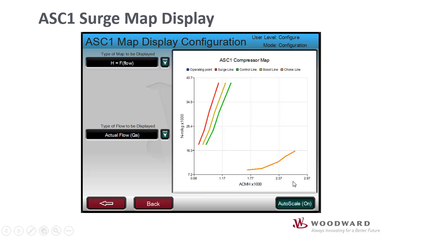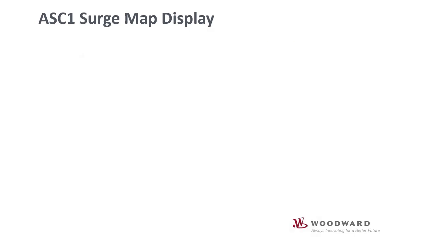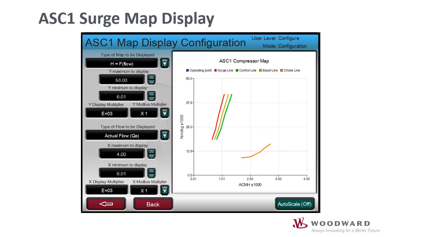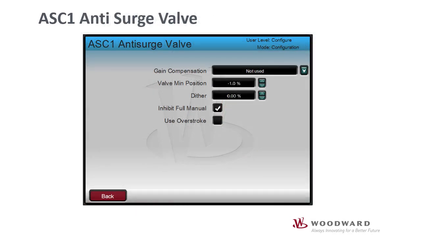However, if you want to change the scale of the map, you can hit this button, auto scale off, and then select the maximum and minimum values of these maps. Once you hit auto scale off, you have the option to select what should be the Y maximum, Y minimum, and the Modbus multipliers, flow, X maximum, X minimum, both. So this concludes our compressor map configuration, compressor layout configuration, and gas configuration.